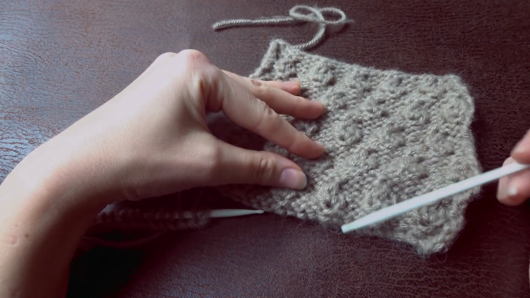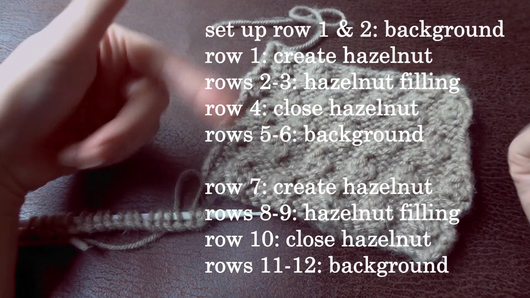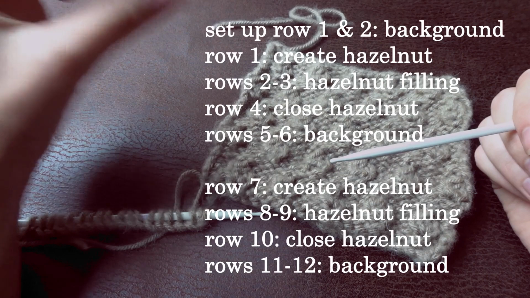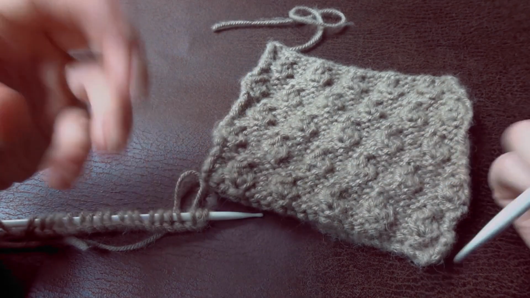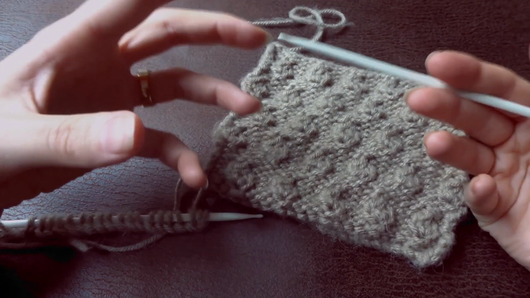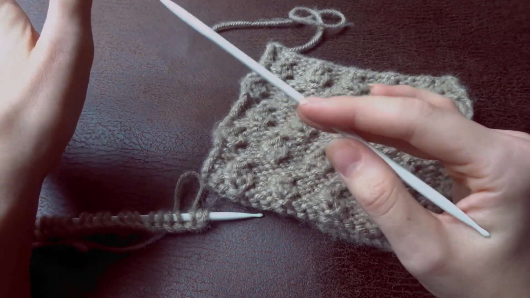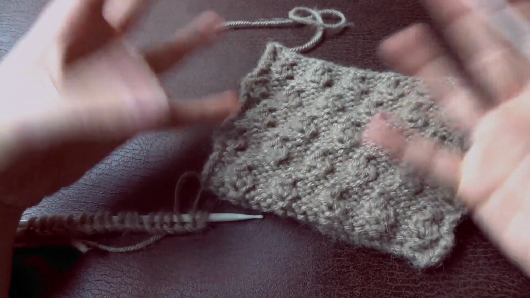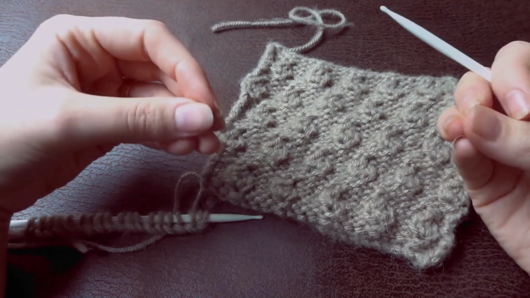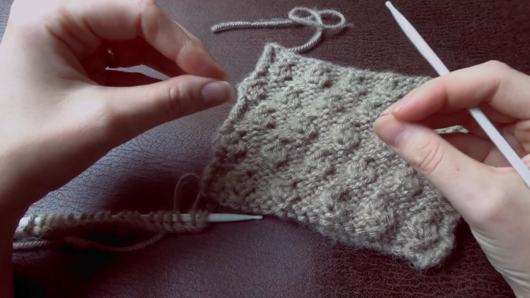I have also in this tutorial broken up the 12-row repeat into little chunks so that it's easy to remember, because I, for one, when I'm knitting, don't want a piece of paper with the knitting instructions with me constantly. I really want to just do it, memorize it. So, hopefully this breaking up into little chunks will help you.